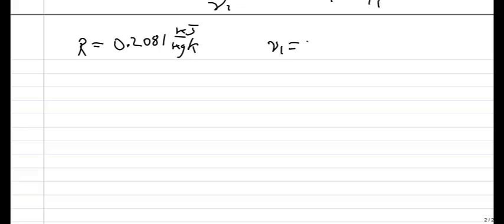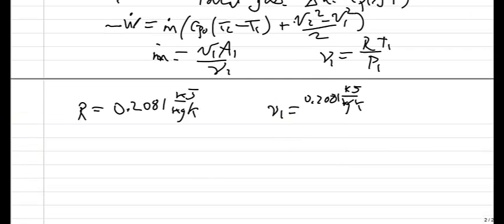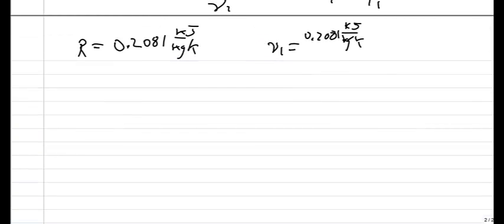v1 is RT1 over P1, so 0.2081 kilojoules per kilogram per degree K. We multiply that by the temperature T1 and then divide that by the pressure. So T1 is given to us in the problem statement. It's actually given to us in Celsius, so we're going to have to add 273 onto that. So we have 723 Kelvin. We always have to use the absolute temperature scale in the ideal gas equation. And then we divide by the pressure of 1600 kilopascals.